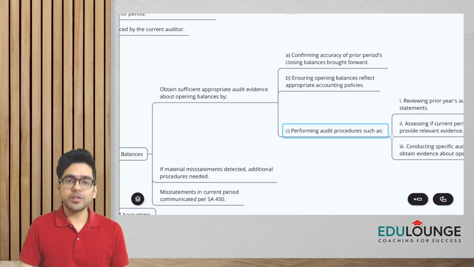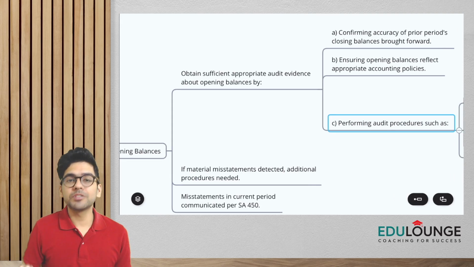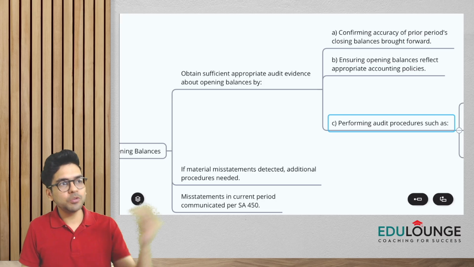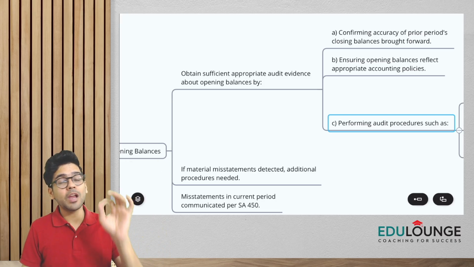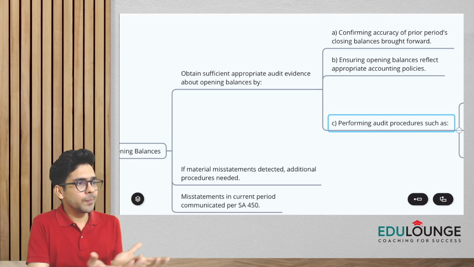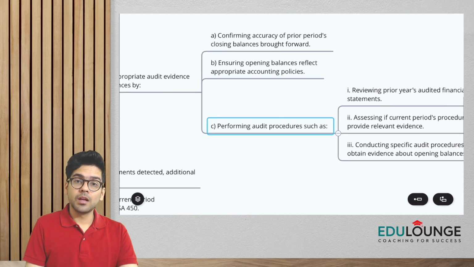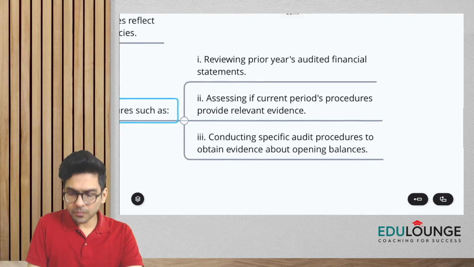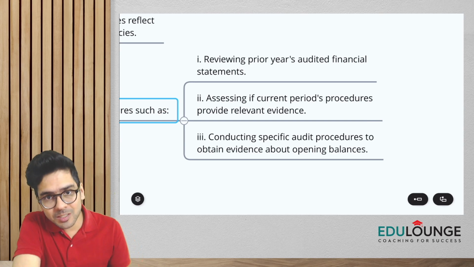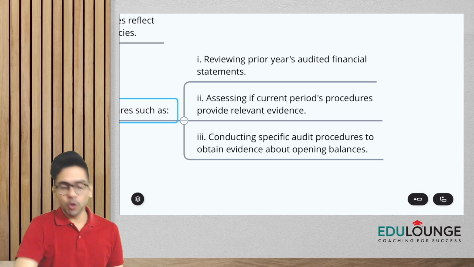Okay, a very important question, the only important question which I feel can be asked from this standard is this one: what procedures are you going to apply for opening balances if it is an initial audit engagement? Number one, you have to see whether it is correctly brought forward or not. Second, you'll have to be concerned about the accounting policies also. Third, you might apply certain procedures, like you might review the audited financial statements. You might also apply some current year procedures, and they might give you an idea about the opening balances. Or you might apply specific audit procedures to obtain evidence about opening balances.